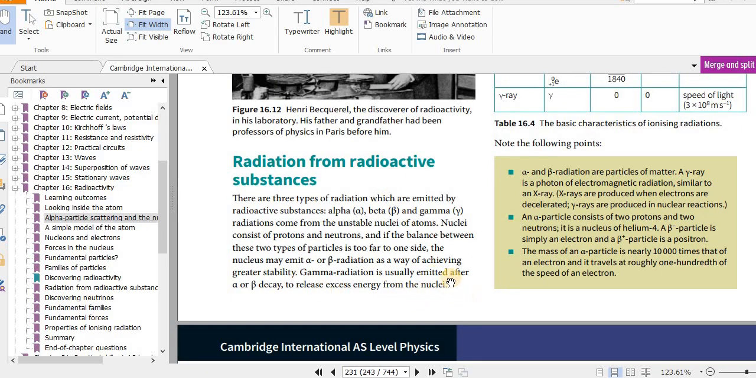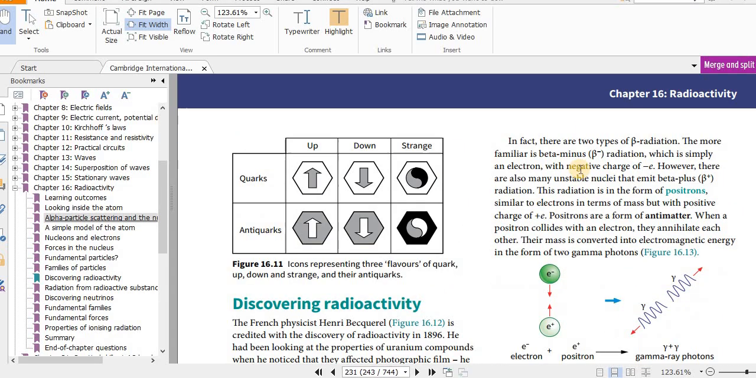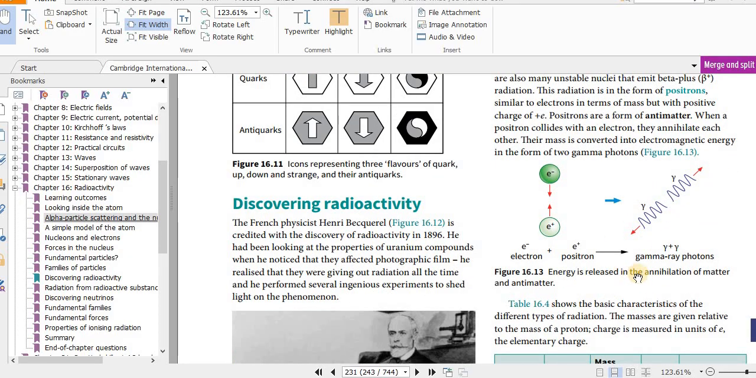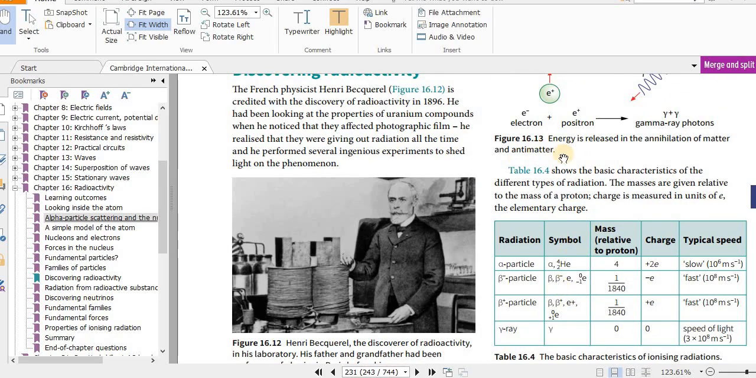So there are some details over here about this. Positrons are a form of antimatter. When a positron collides with an electron, they annihilate each other. Their mass is converted into electromagnetic energy in the form of two gamma ray photons. You can see here one, here's another one. Two of them. Energy is released in the annihilation of matter and antimatter. So now you know what is matter and antimatter. And here you can see some details.